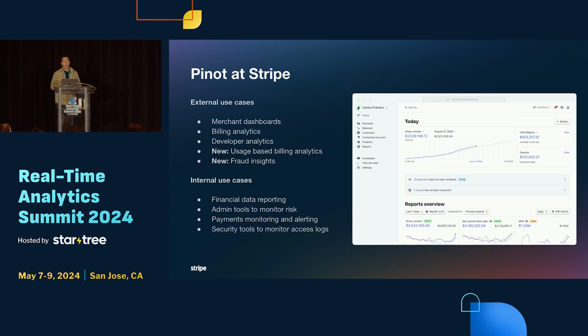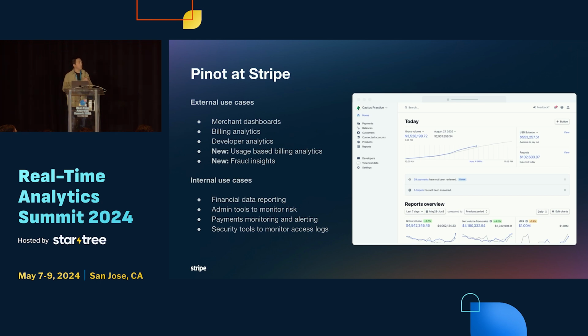Now, how exactly is Pinot used at Stripe? Stripe processes a large number of payments per day in real time for our users. We have various user-facing analytics products that give our users insight into how their business is doing. Pinot enables these products by enabling fast, accurate, and fresh data for merchants to make informed decisions about their business. And when a merchant logs into their Stripe dashboard today, they can actually see these real-time metrics on their dashboard, including things like total gross volume, how many successful payments they've made, and among many other charts. And many of these are actually powered by Pinot.